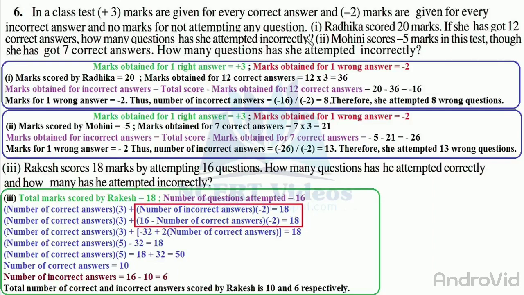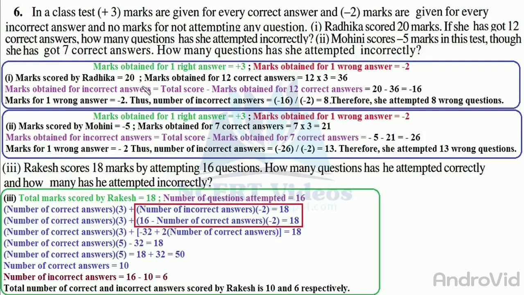So marks obtained for correct answer is 3, that is plus 3. For negative, it is minus 2. So marks scored by Radhika are 20. It is given to us, 20 marks. The marks obtained for 12 correct answers, because it is given she got 12 right, will be 12 into 3. That is 36. Clear so far?